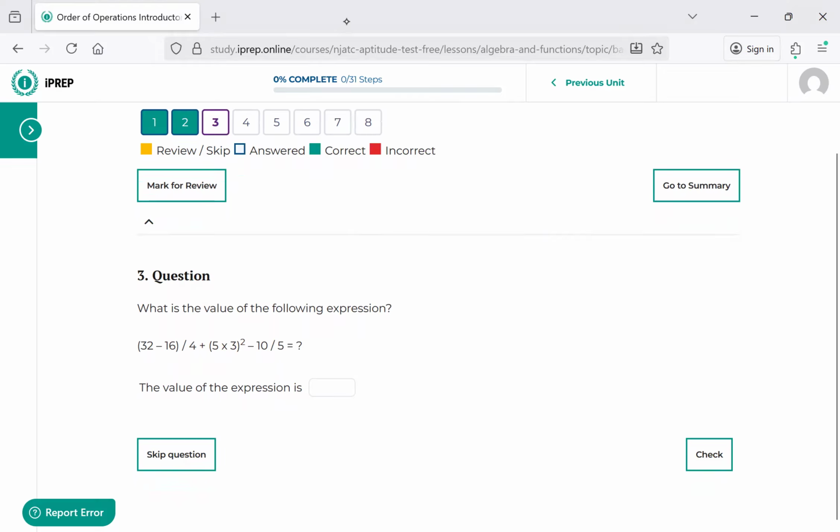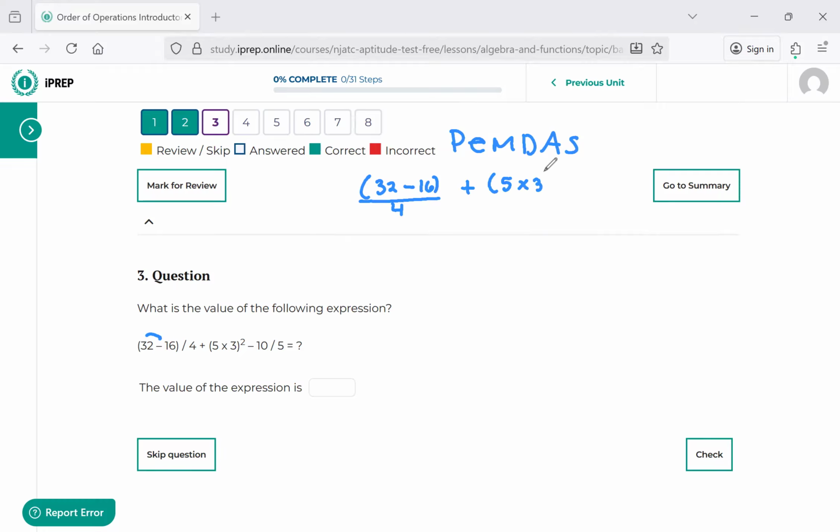So let's start with PEMDAS. Let's start with the parentheses. Or, you know what? Let's rewrite the slanted line as a horizontal division sign. So it's going to be 32 minus 16 all over 4 plus 5 times 3 squared minus 10 all over 5. So all I did was rewrite the slanted line as a horizontal line, right? Okay, so let's do PEMDAS.